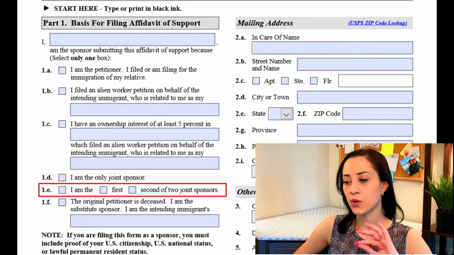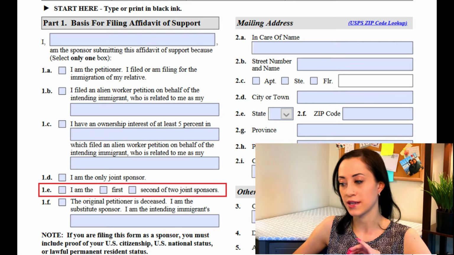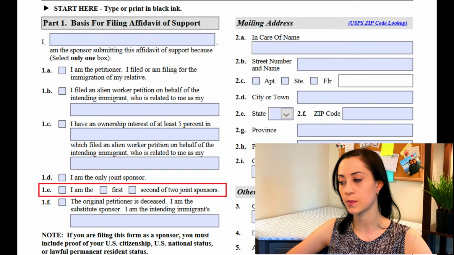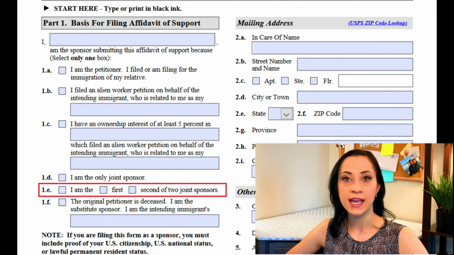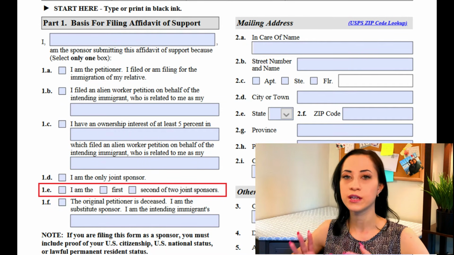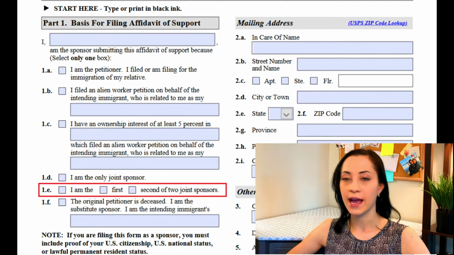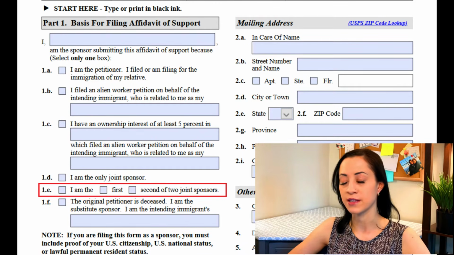Now let's look at the option 1E. I'm the first or the second of the two joint sponsors. So, like I said earlier, there can be up to 2 joint sponsors. This is usually the case when more than one immigrant is immigrating to the United States at the same time or within the 6 months period.